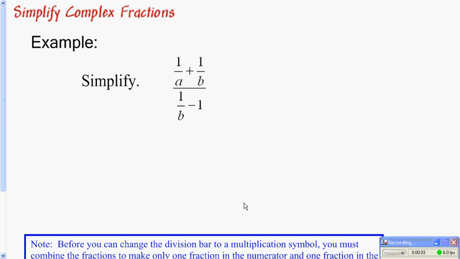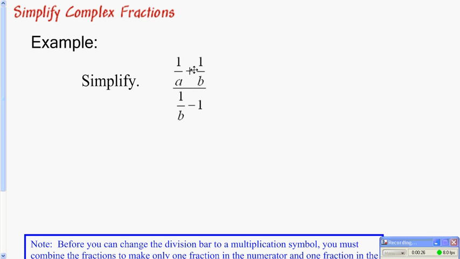Lesson 9.2, Part B. Now here we have a complex fraction. Very similar to what we had in previous lessons, except now the difference is, instead of having one fraction over another fraction, we have two fractions in the numerator. Or in the bottom, again, two fractions. So it's very complex.